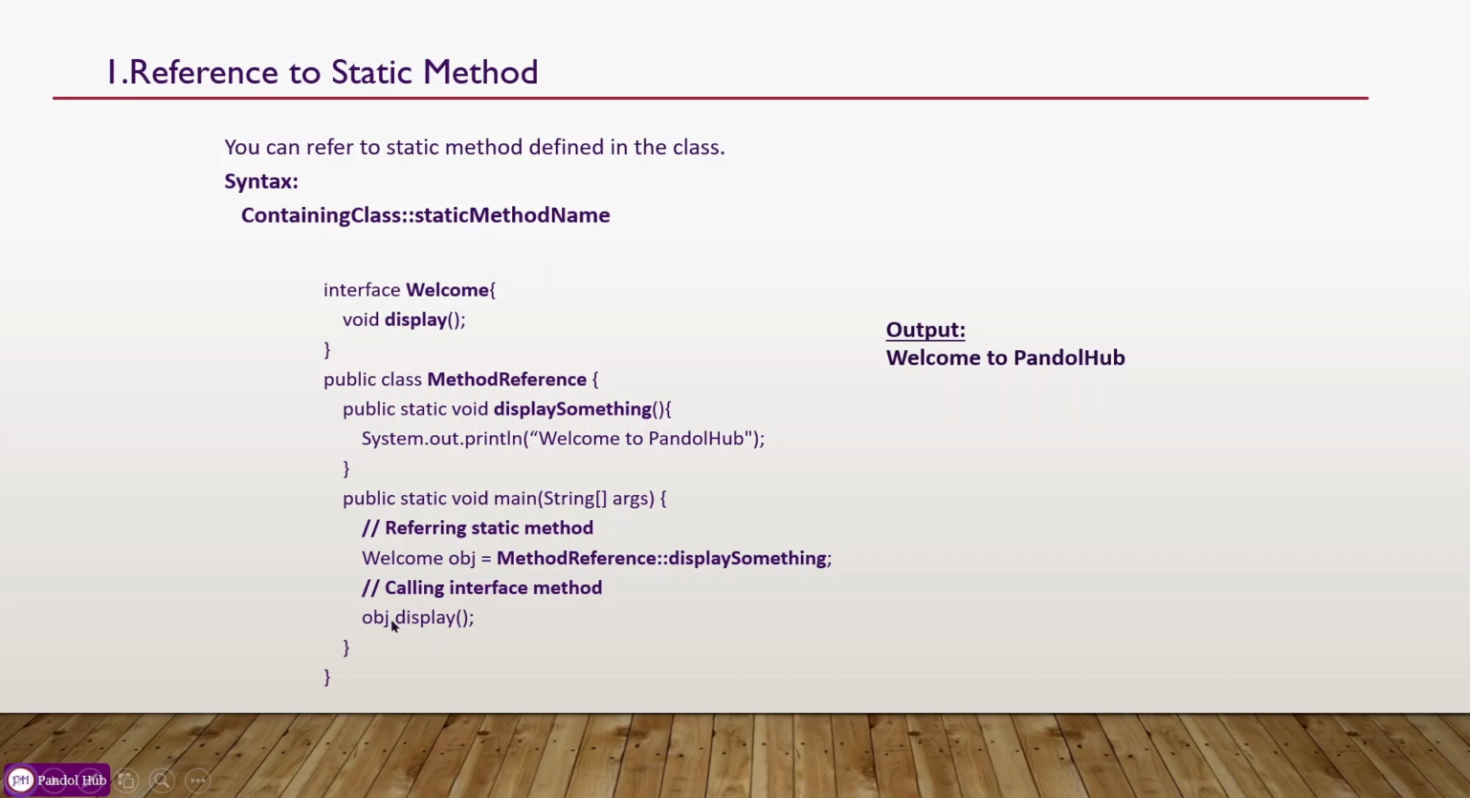That is why when we call object.display, the display method is part of the functional interface. Whenever you call the display method of this functional interface, the object is assigned to this method reference expression, which refers to the display something method of the MethodReference class. This method is invoked and the sysout statement is called. So this way, class name double colon followed by the method name, is a new way of referencing methods. This is how we reference a static method.